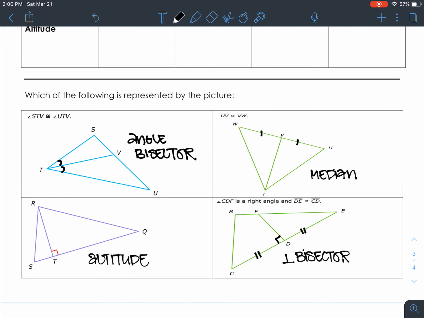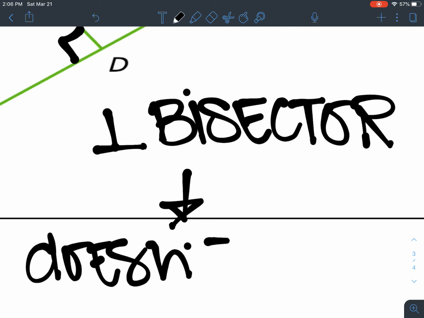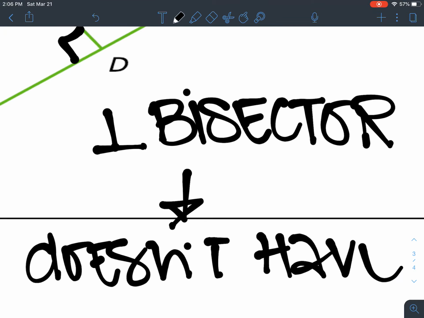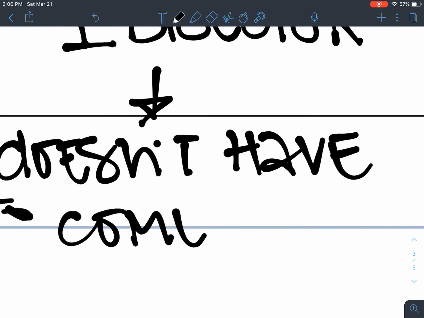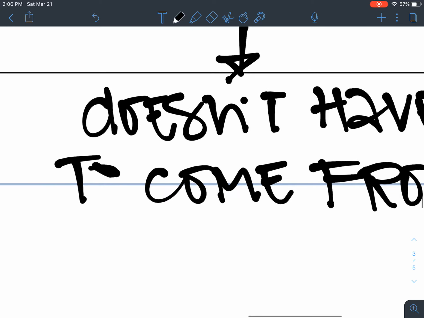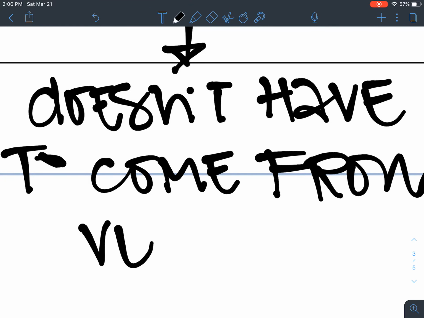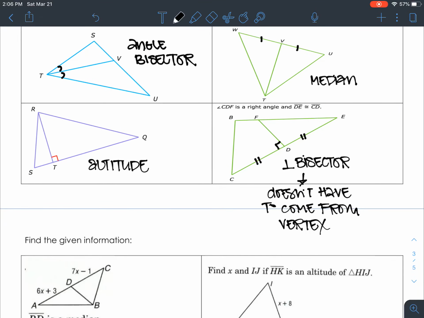One thing that you should notice that is different about a perpendicular bisector is that it's the only one that doesn't have to come from the vertex. So if you notice, that one is just kind of hanging out in the middle of the triangle. And that's okay, as long as it's perpendicular and it passes through the midpoint.